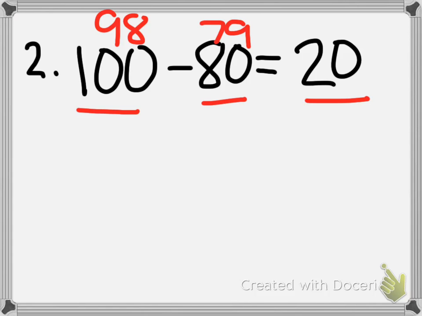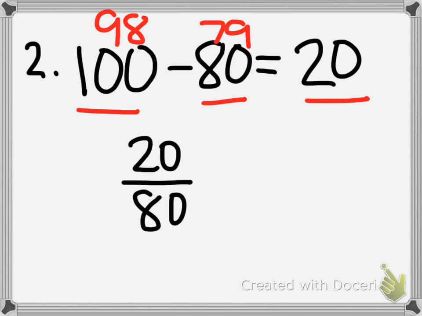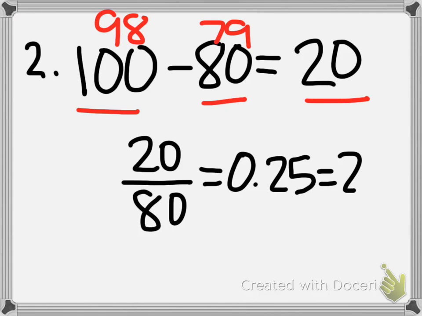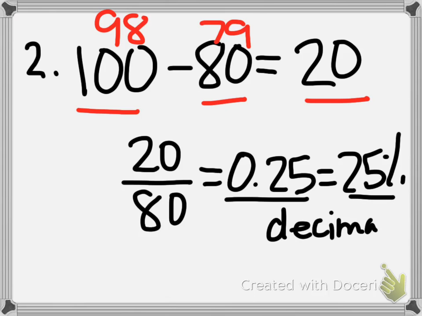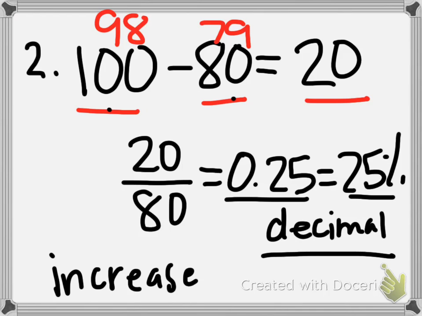Now we have to compare the 20 with our original amount. Our original amount was 79 beats per minute, which we're estimating to be about 80. So set up this ratio, and we find that this is 0.25, which is 25%. Now, this is the decimal form. This is another fill in the blank for you. Decimal form. And we need to say whether it increased or decreased. So going from 80 to 100, we're going up. So this is increased by about 25%.